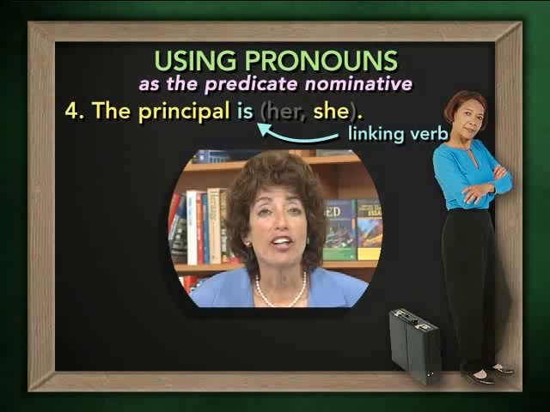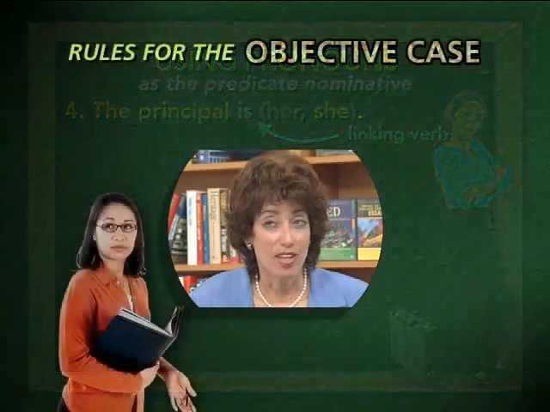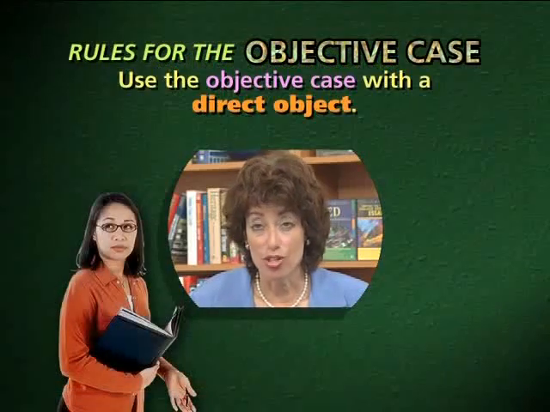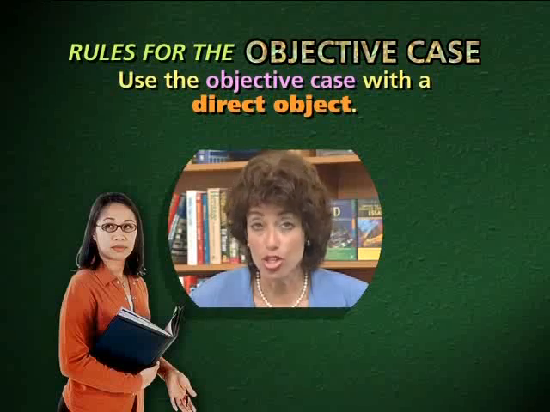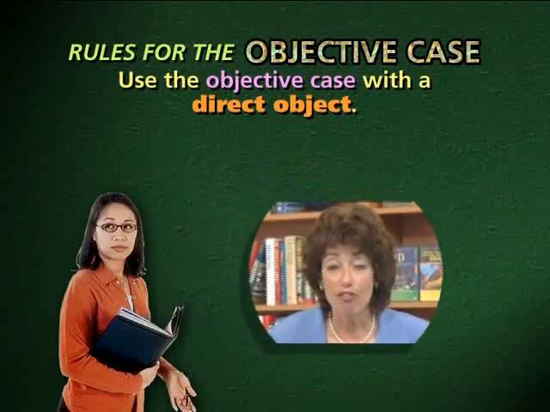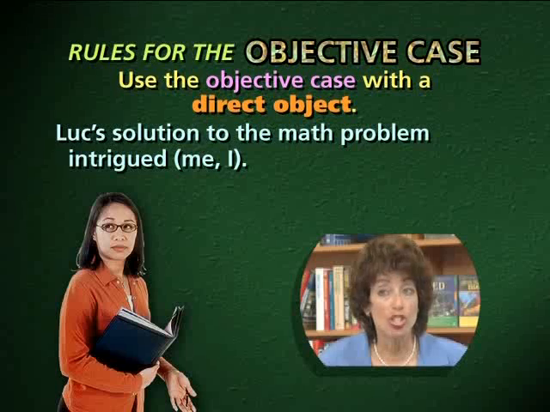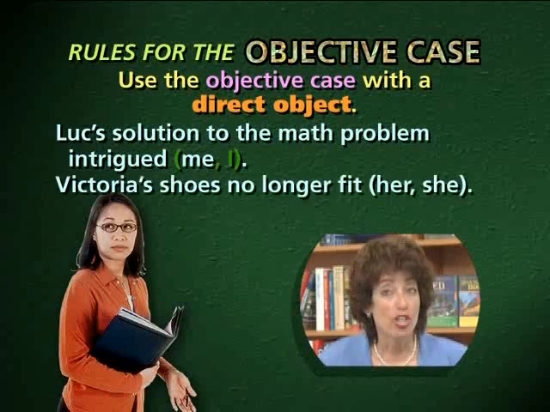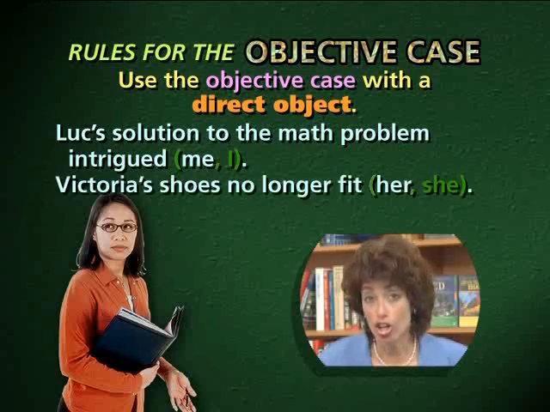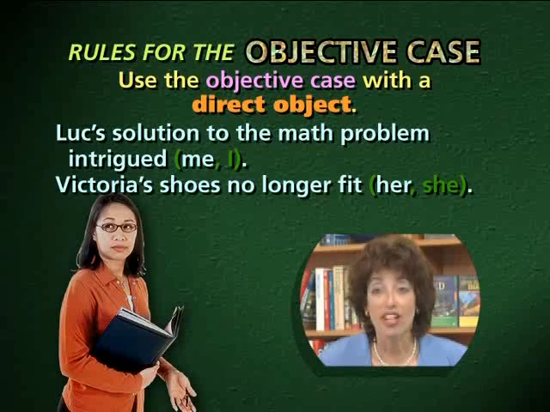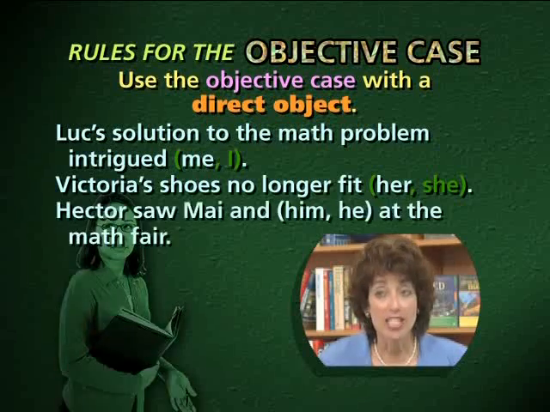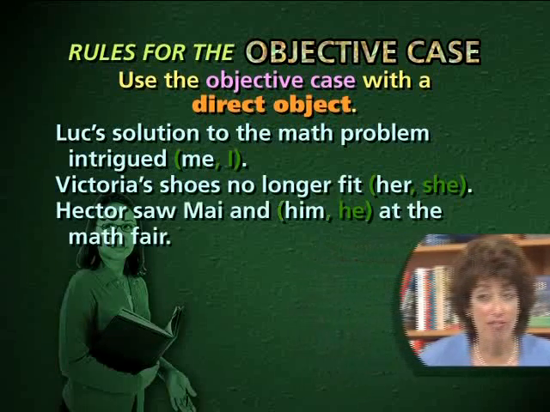Let's take a look now at our second case, the objective case. You use the objective case with a direct object. For example, Luke's solution to the math problem intrigued me. Direct object, me. Victoria's shoes no longer fit her. Object. Hector saw me and him at the math fair.